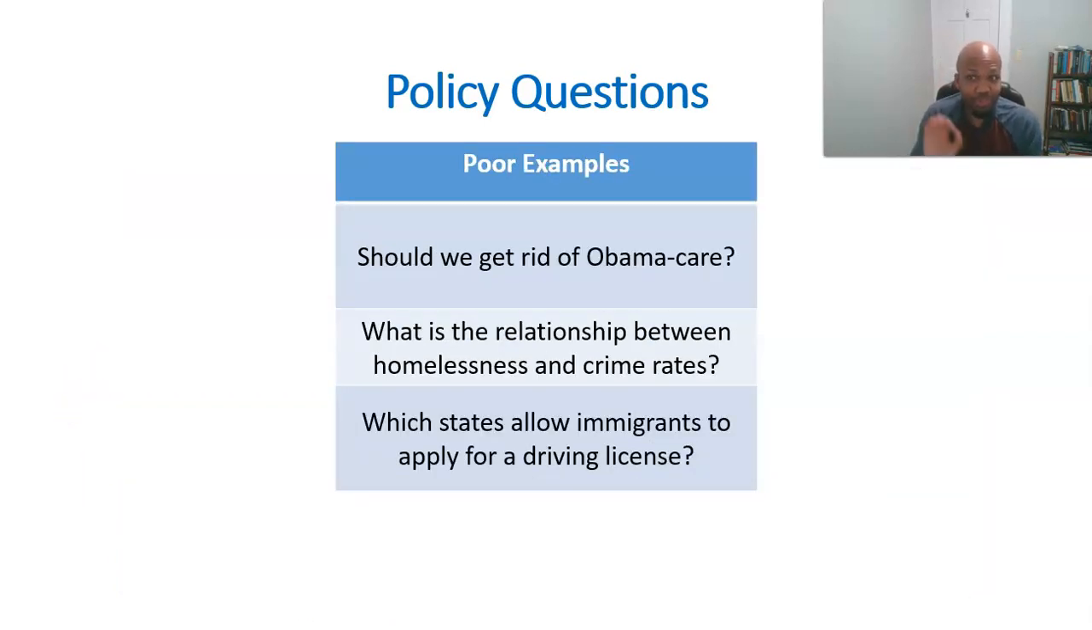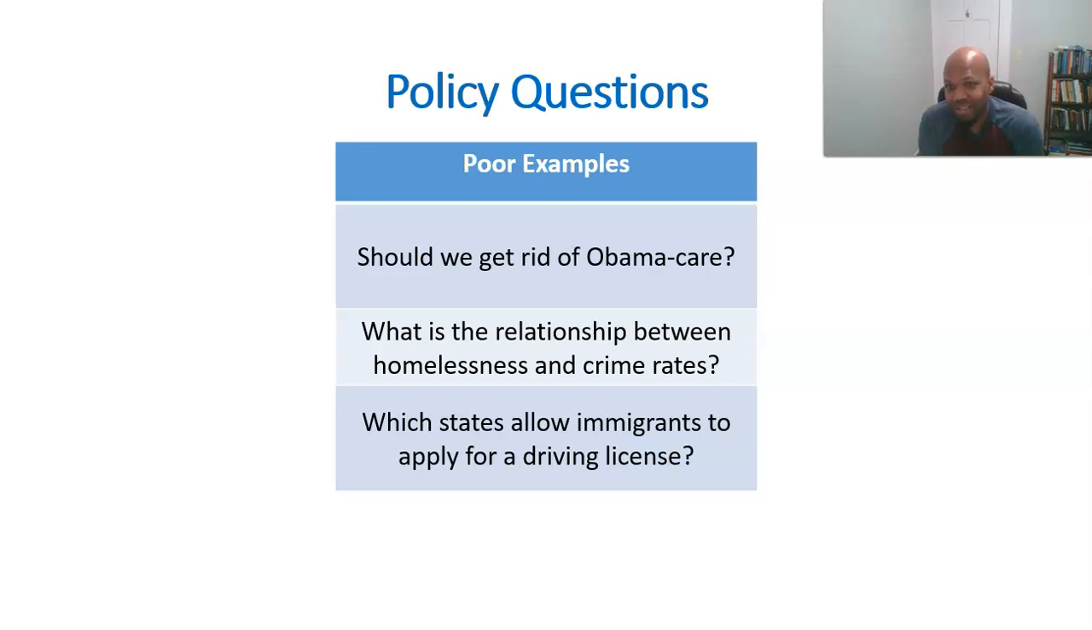Now, I just wanted to show you a few bad examples of policy questions. And the reason why these are bad examples is because they're really like survey questions or questions you would use to conduct a research project. Should we get rid of Obamacare? So those irritating folks that you may see on the street that want to survey you and ask you questions for the latest electoral polls or what have you, they may ask you that type of question.